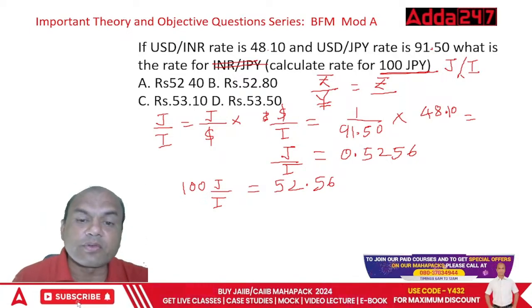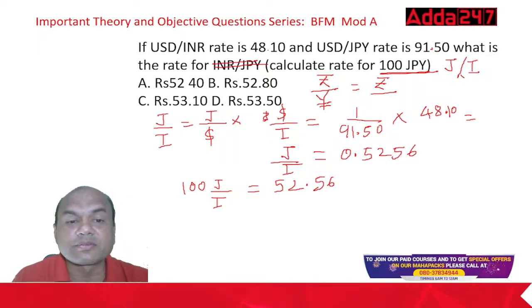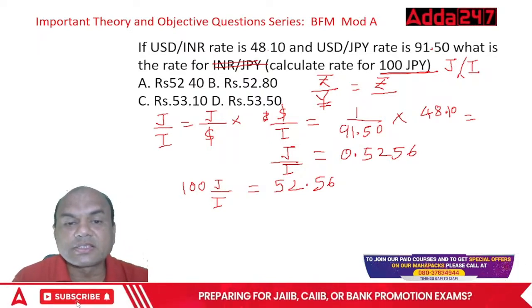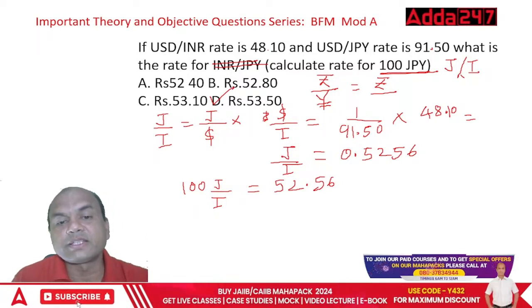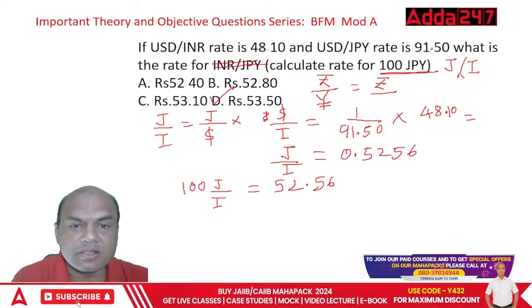So the answer is what? 52.56. Which is the nearest one? See this one, D. D is the nearest answer. Okay. 52.56. Oh, 53. Sorry.